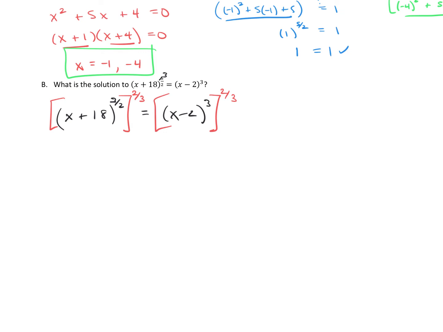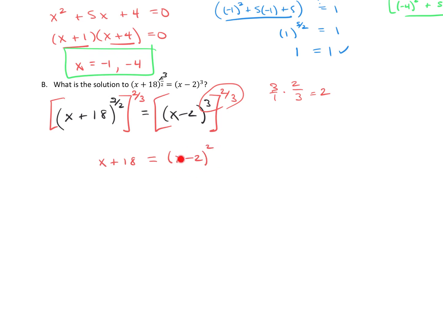So on the left side, that simplifies to x plus 18. On the right side, when we multiply our exponents, that's a 3 over 1 times a 2 over 3, which is 6 over 3, which is just 2. So we have x minus 2 to the second power.